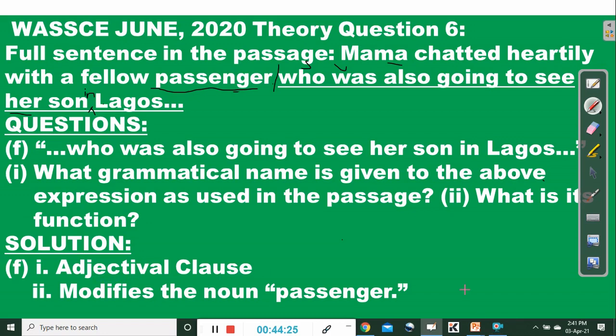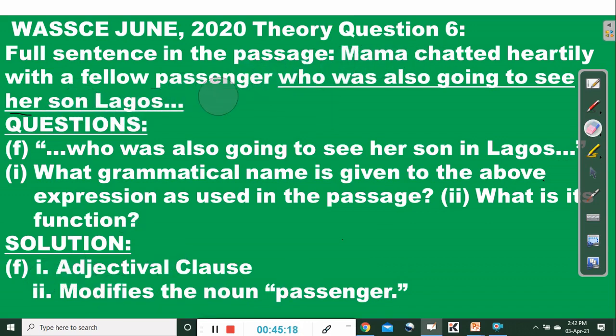Then the next one is the answer to question II, what is its function? Now, what is the function here? It modifies the noun passenger, because that is exactly what it is doing here. The grammatical function it is performing here is that it is describing the word passenger, and the grammatical terminology for describing is modifies. So here we come to II and we write modifies the noun passenger. All right. So that is how to present your answers. So I hope this is understood.